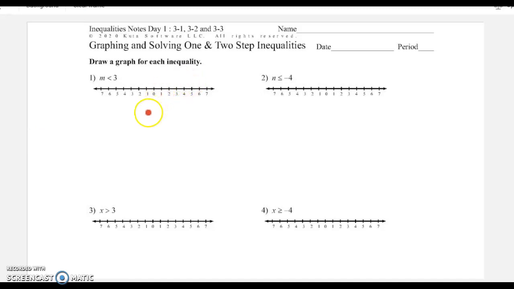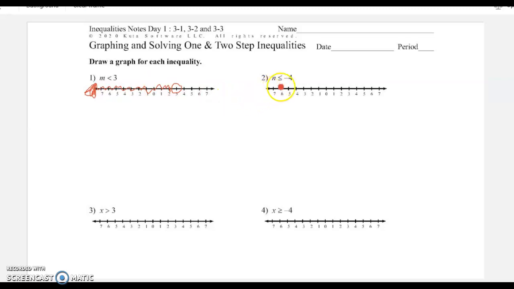Let's first review what an inequality is. It means something that's not equal to, so it's either greater than or less than. So number 1 here we have m is less than 3, so that means that we would put a dot at 3. We would leave the dot open because 3 is not included because it doesn't have the equal sign under it. And the numbers less than 3 would be to the left. So we'd shade everything to the left, including the arrow that shows that it goes to negative infinity. So then anything that is shaded is a number that is less than 3.